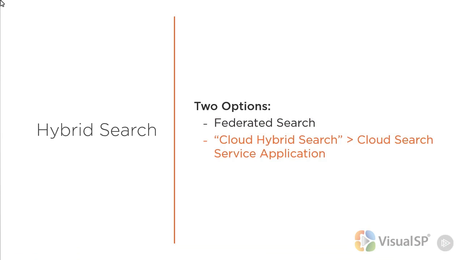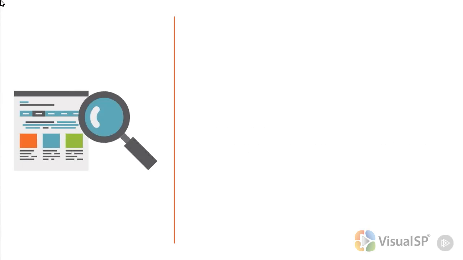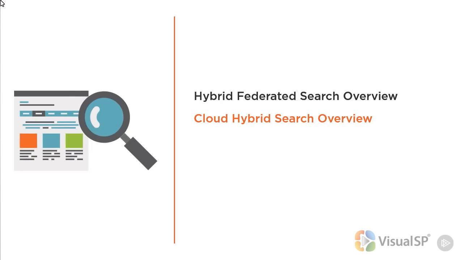Before going and showing them to you, I really want to do some slides and actually show you, because I don't have both of them configured. I only have the new one, but I have some really cool mockups I did in PowerPoint. So first, let's start. What we're going to talk about in this search clip is first a hybrid federated search overview, a cloud hybrid search overview, and then we're going to look at what's the difference from a user experience as well as other considerations.